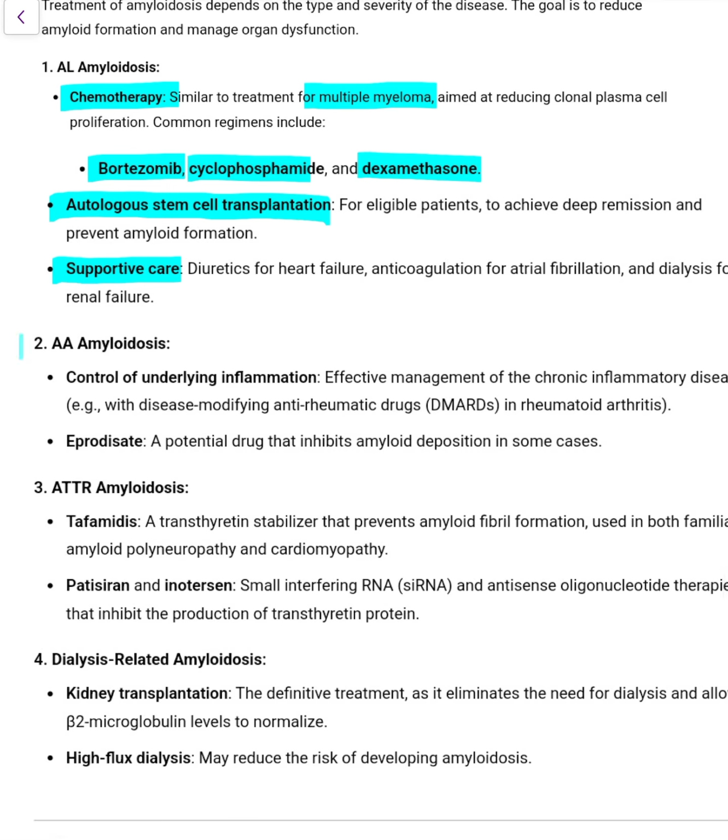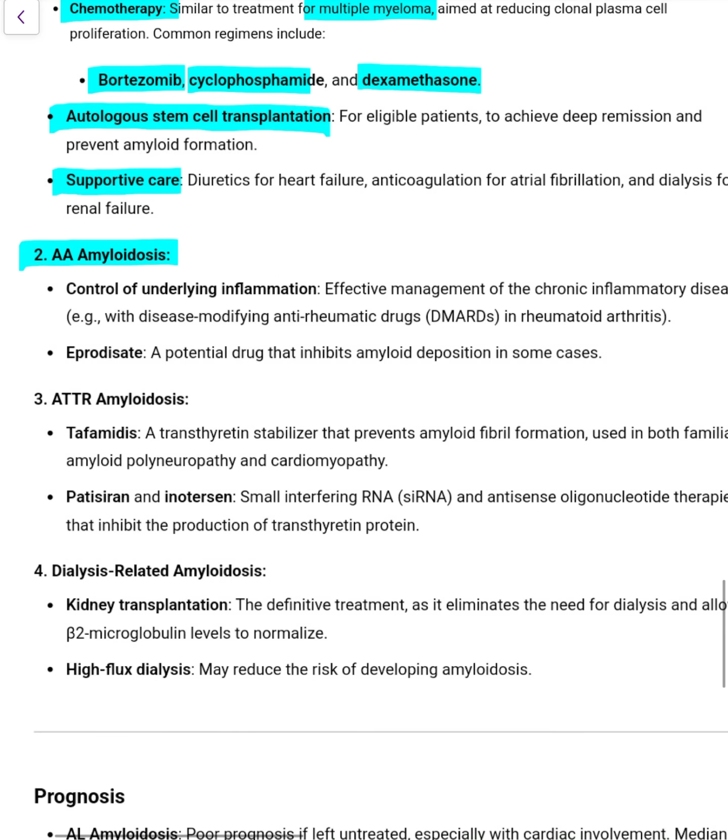Now coming to secondary amyloidosis, we have to control the ongoing inflammation or infection. Like in the cases of rheumatoid arthritis, we use DMARDs, or SLE treatment, or in Crohn's disease, we have to treat the underlying disease. One drug is eprodisate. It is a potential drug that inhibits the amyloid deposition in some cases, that we can use.